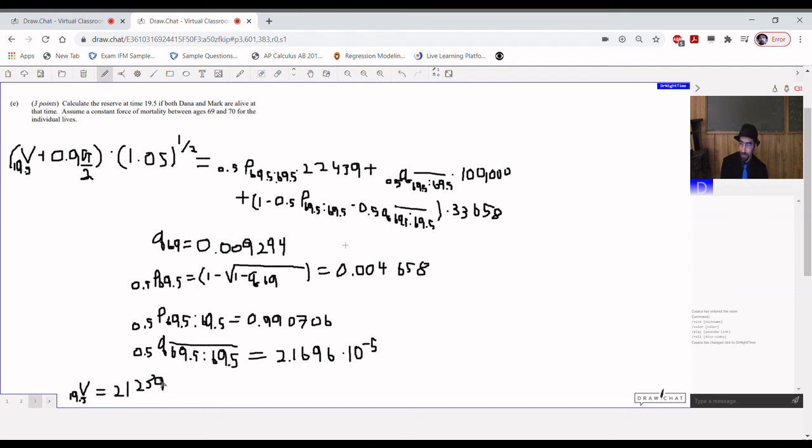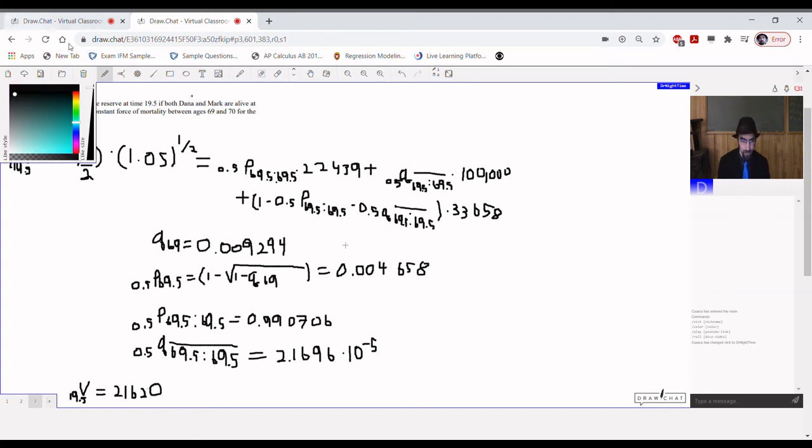This figure is incorrect, and I'm going to have to re-record some of this. Pardon me a moment while I get the correct value. Yeah, so I corrected the mistake. Policy value is 21,620. Sorry for the mistake earlier.